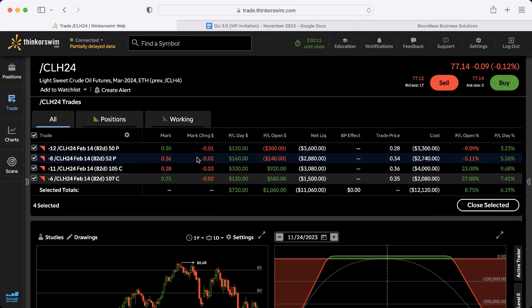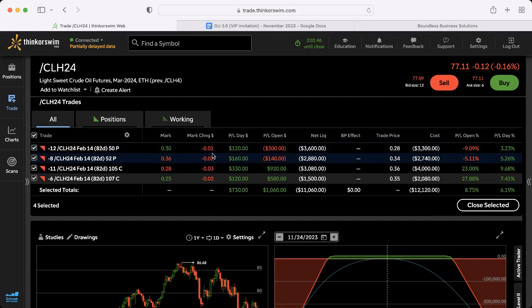Well, now it's down 2 cents. Okay, now down 1 cent again. It's fluctuating around a little bit. So the P&L for the day, that's how much money this particular option, now it is referring to all 12 of them together, so it's $120. So about $10 a contract is what we've picked up today on that.